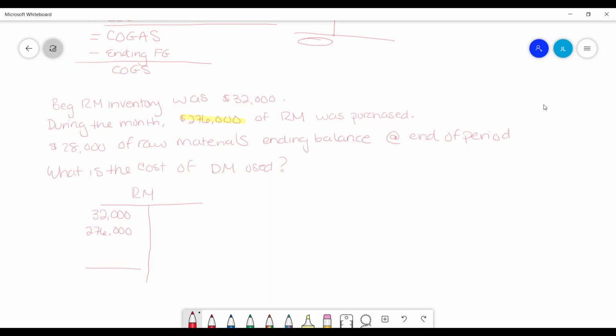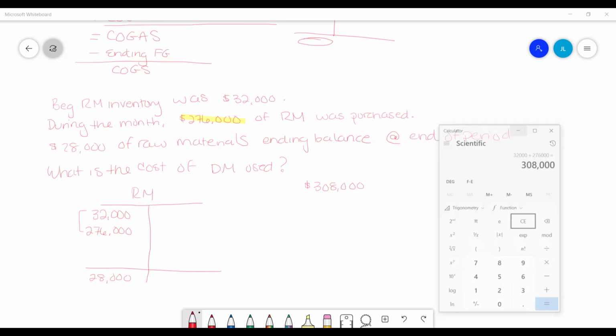But then they said they counted, right? And they saw that at the end of the period, they were left with $28,000 worth of raw materials in that account. So they're asking us what's the cost of direct materials used, or just materials used in general. Because remember, what did we say causes this account to fall from, in this case, 308 to 28? For that to happen, raw materials are being used. So the 308,000, I believe that was the number, yeah.